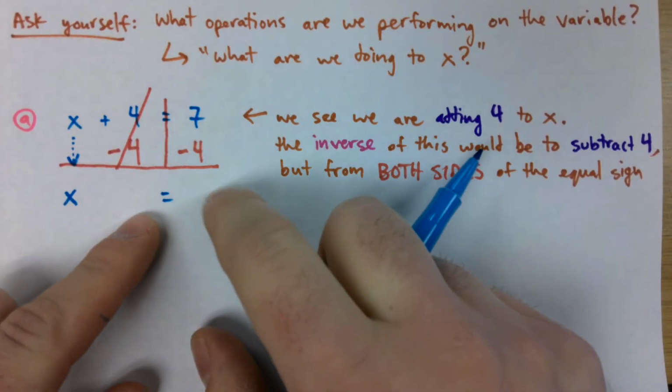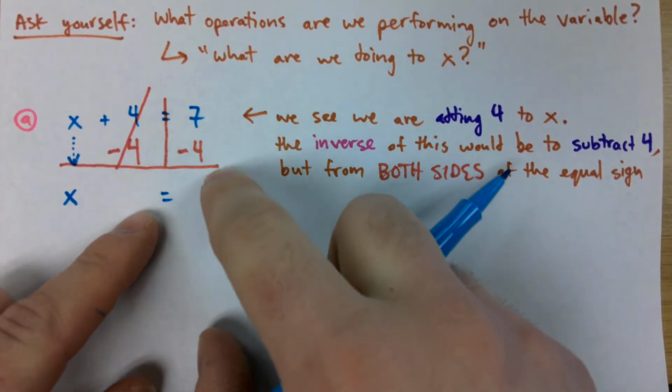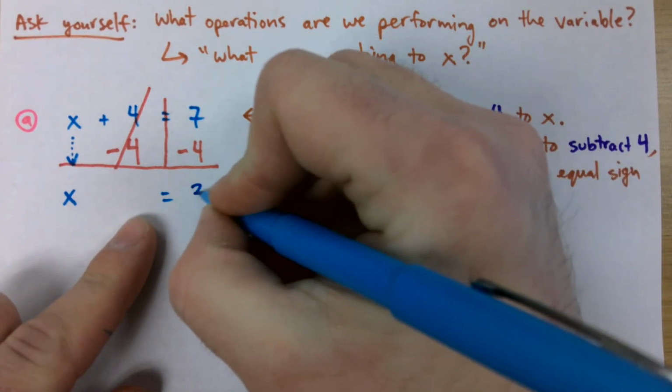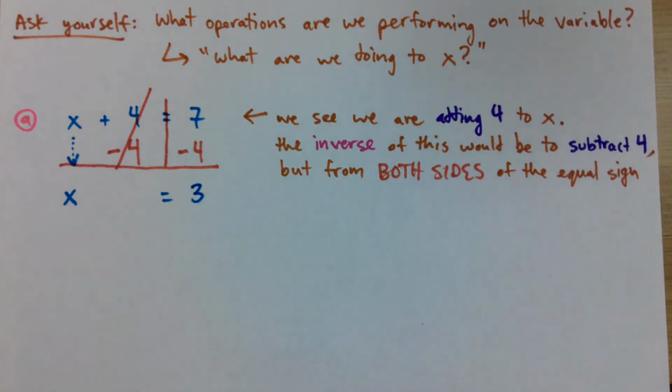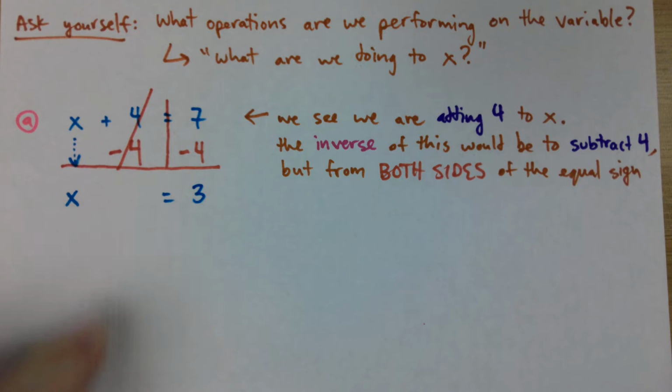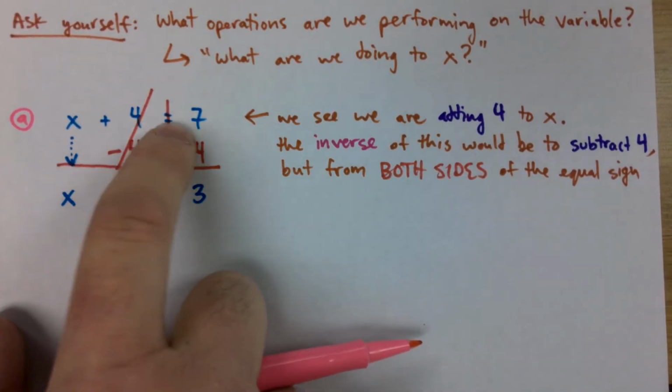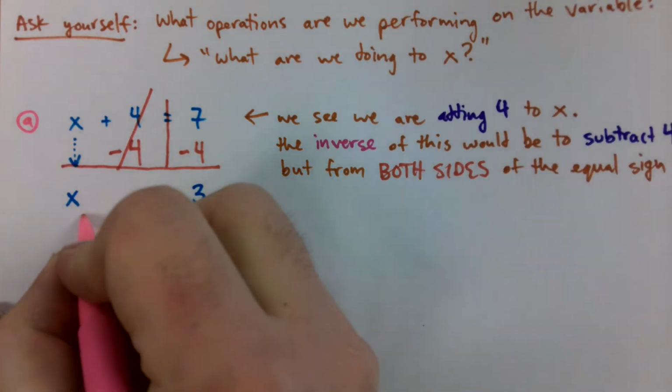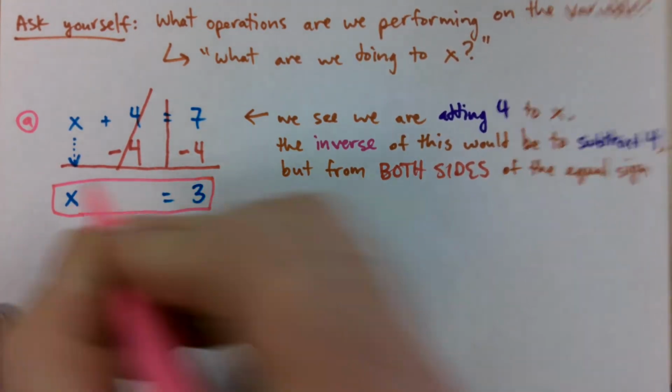Then we solve the right-hand side. These don't cancel out. What's 7 minus 4? 3, right? Now, what was our goal here again? To get the variable isolated, right? Is our variable all alone on one side now? Yes, it is. That x is all by itself on the left. There's no more plus 4 next to it. So we can say that that is our answer right there.